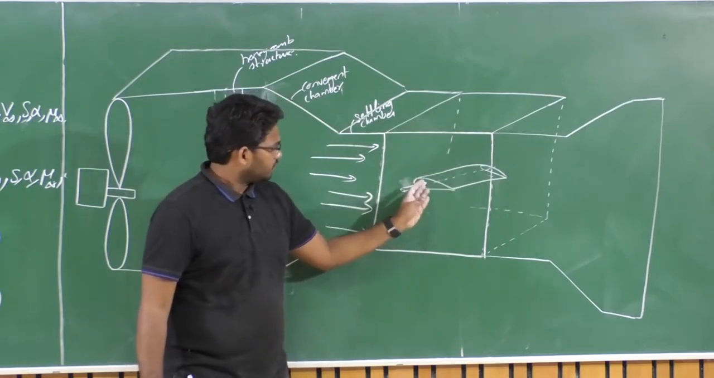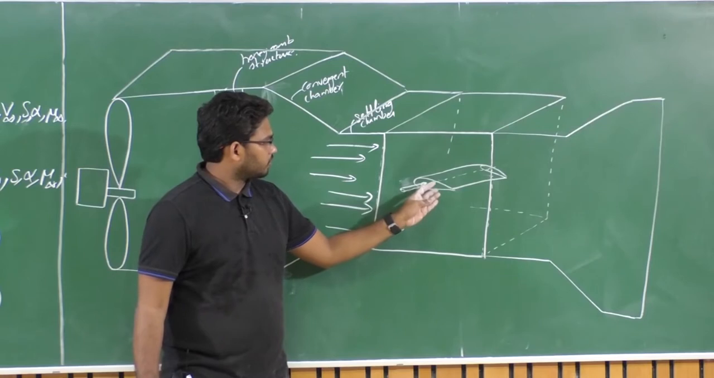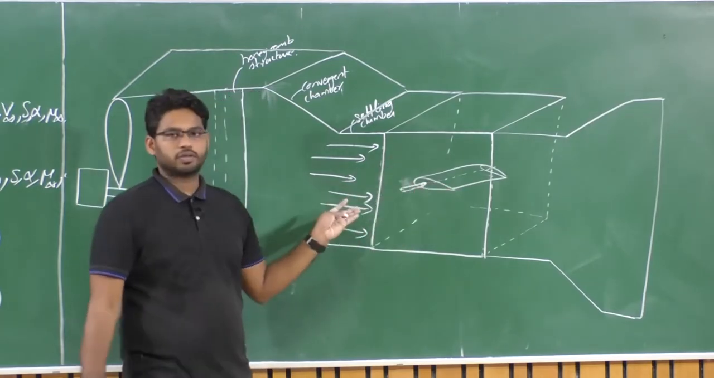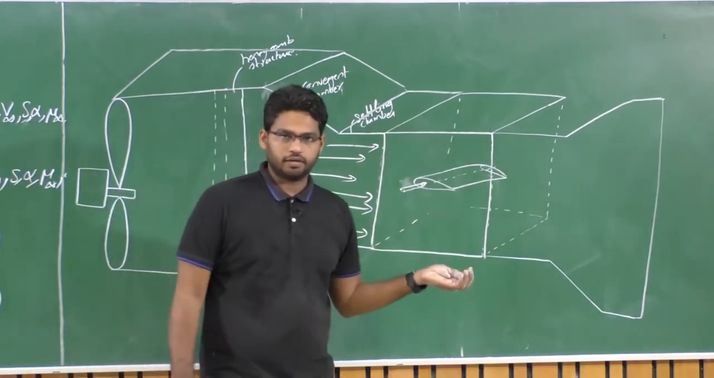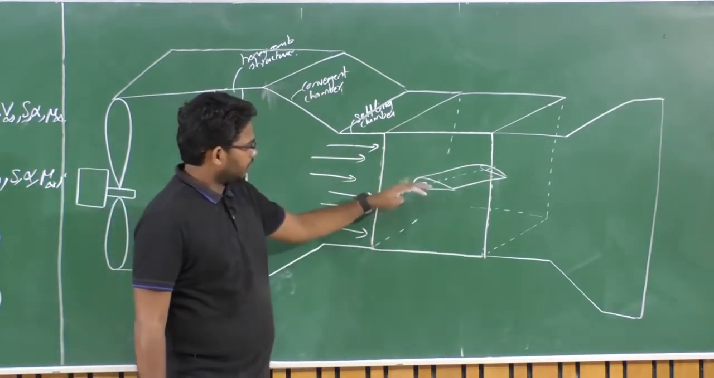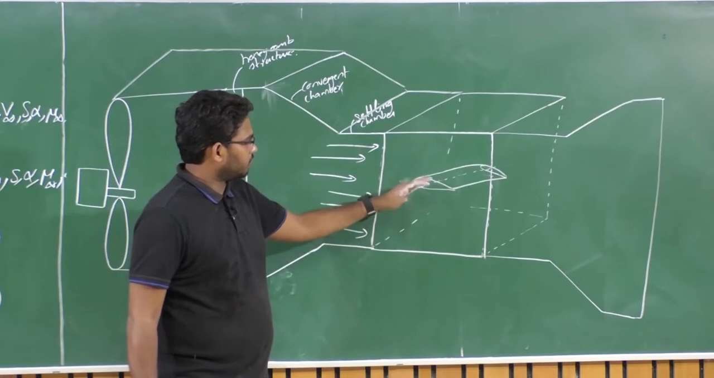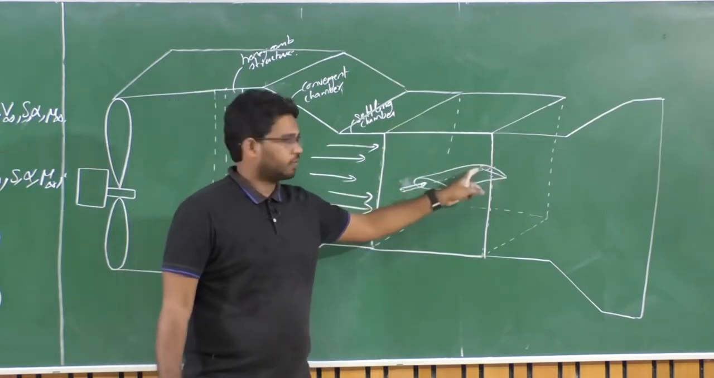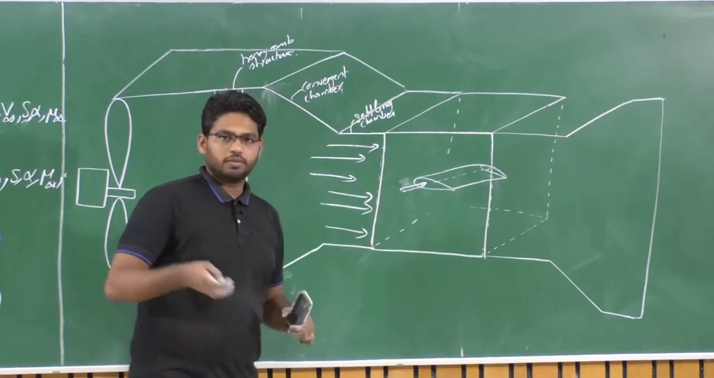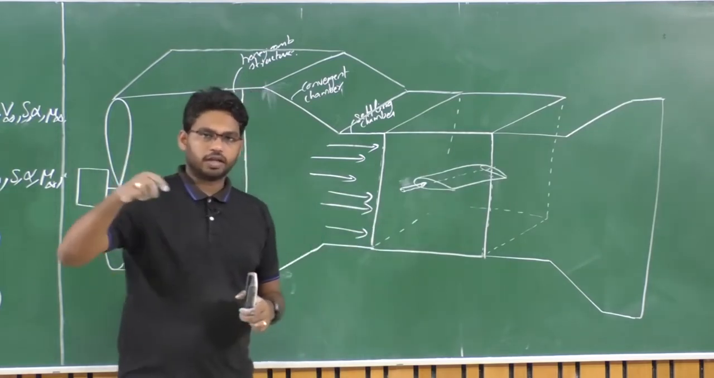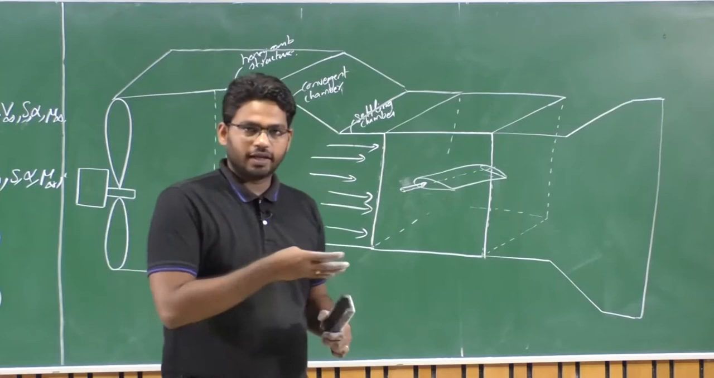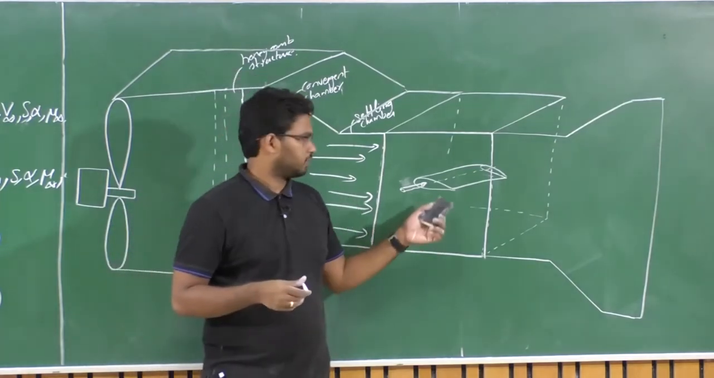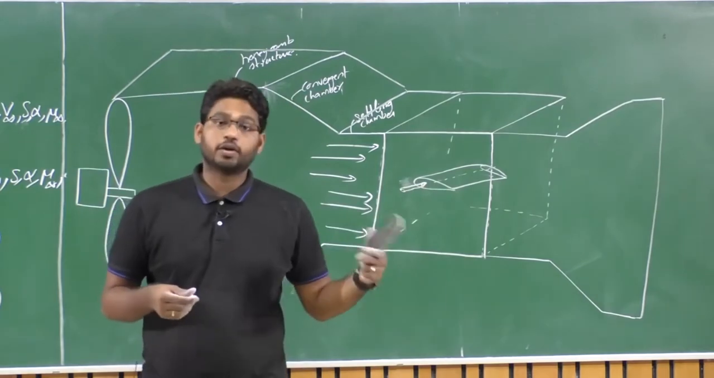By rotating, I am trying to change the orientation of this object with respect to the free stream velocity. In our case, we call it angle of attack. If I can rotate it and hold it at different angles and take the corresponding pressure readings from the pressure tappings, I will be able to figure out the pressure distribution at that particular angle of attack, and then I can find out the corresponding lift and drag coefficients at that angle of attack.